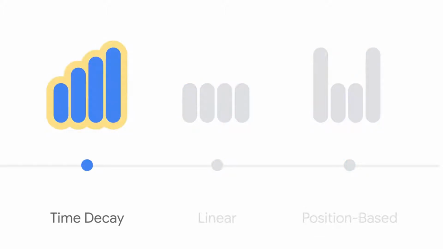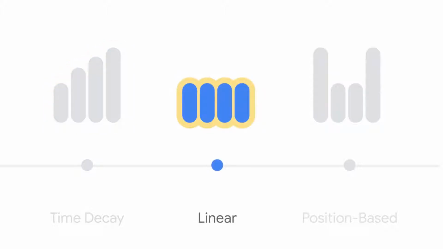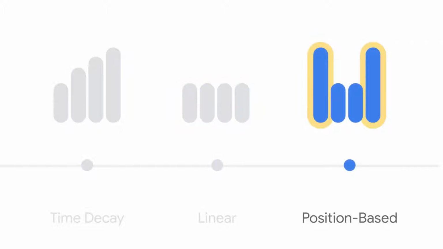Time decay gives more credit to clicks that happened closer in time to the conversion. Linear distributes conversion credit equally across all clicks on the conversion path. Position-based gives 40% of credit to both the first and last clicked ads and corresponding keyword, with the remaining 20% spread out across the other clicks on the path.